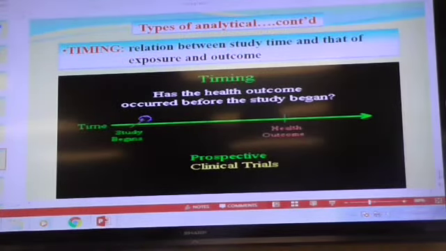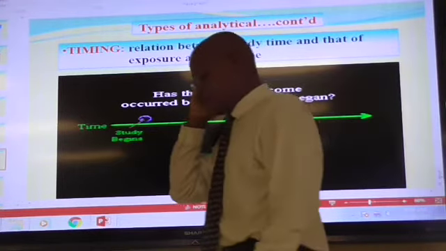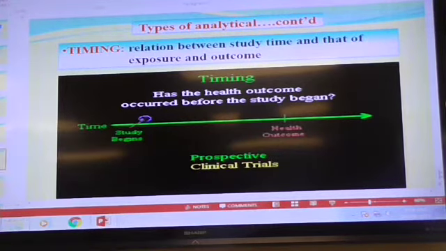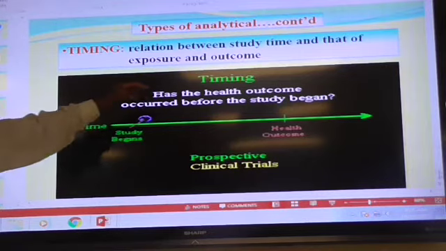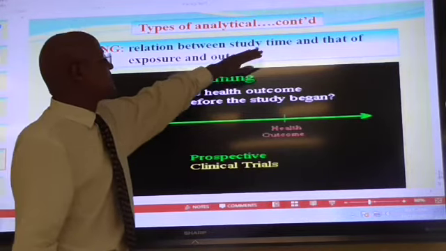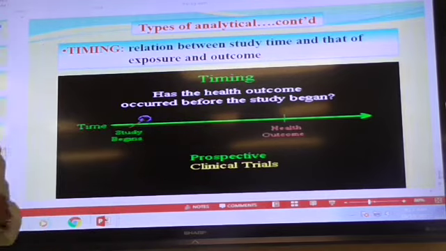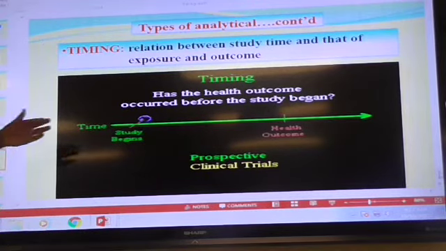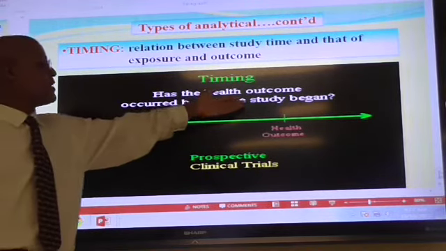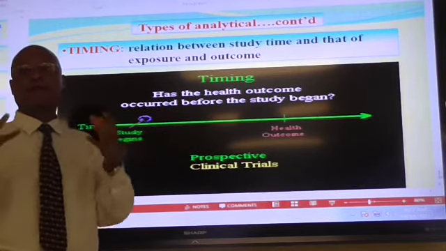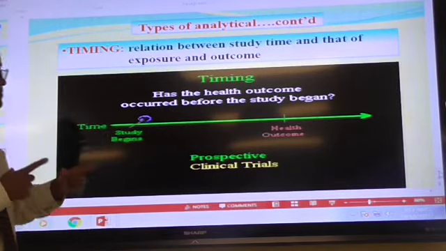The third criterion is timing. It looks like directionality, but it is really a bit different from directionality. Timing means you are looking at the outcome status and the study time. By the time the study began, the outcome had already occurred. That is what I mean by timing.